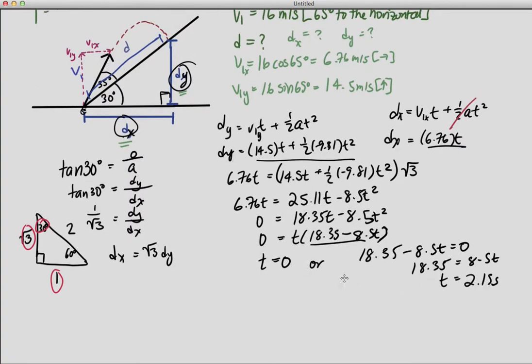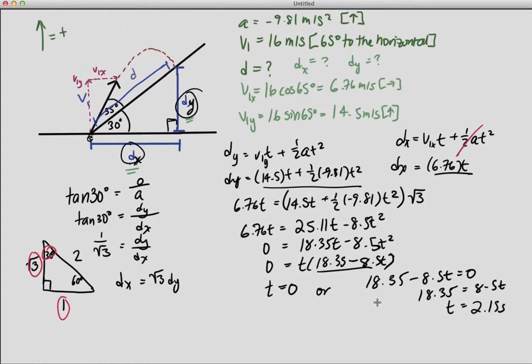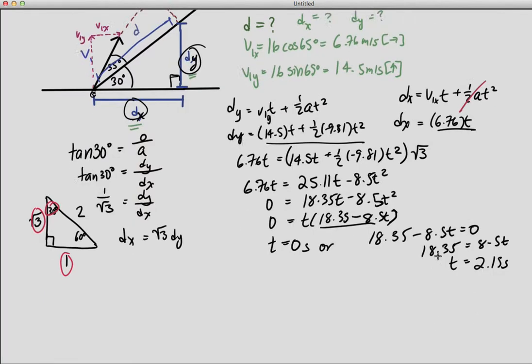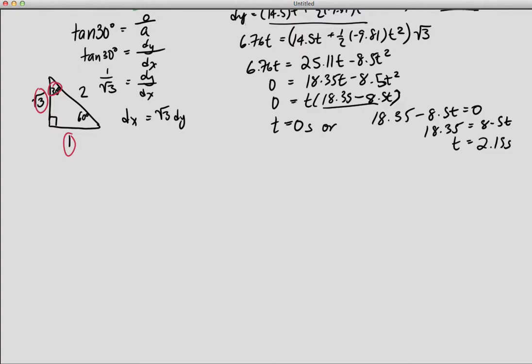Now, which answer for time do we use? Do we use 0 or do we use 2.15? Well, we don't use 0 because if we use 0, our distance would be over here, and this is not where the rock lands. This is where the rock starts. We want the distance over here, so we have to take the time after, which is 2.15, and this seems like the most plausible, so we're going to be using that time.